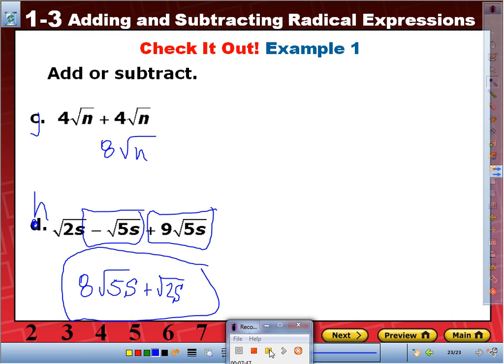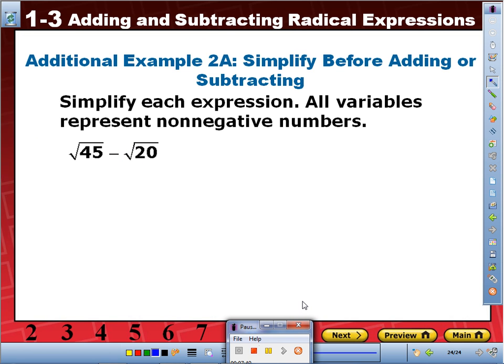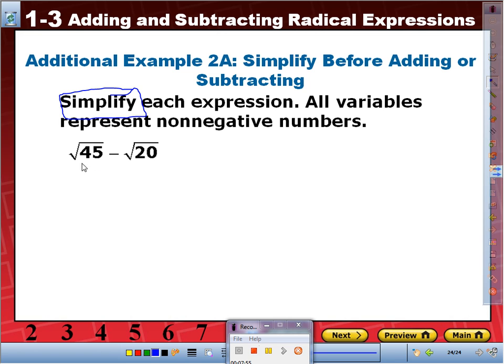Okay, let's continue. Copy this next one, please. Example 2a, just write the word simplify. And then copy these radicals. Square root 45 minus square root 20.